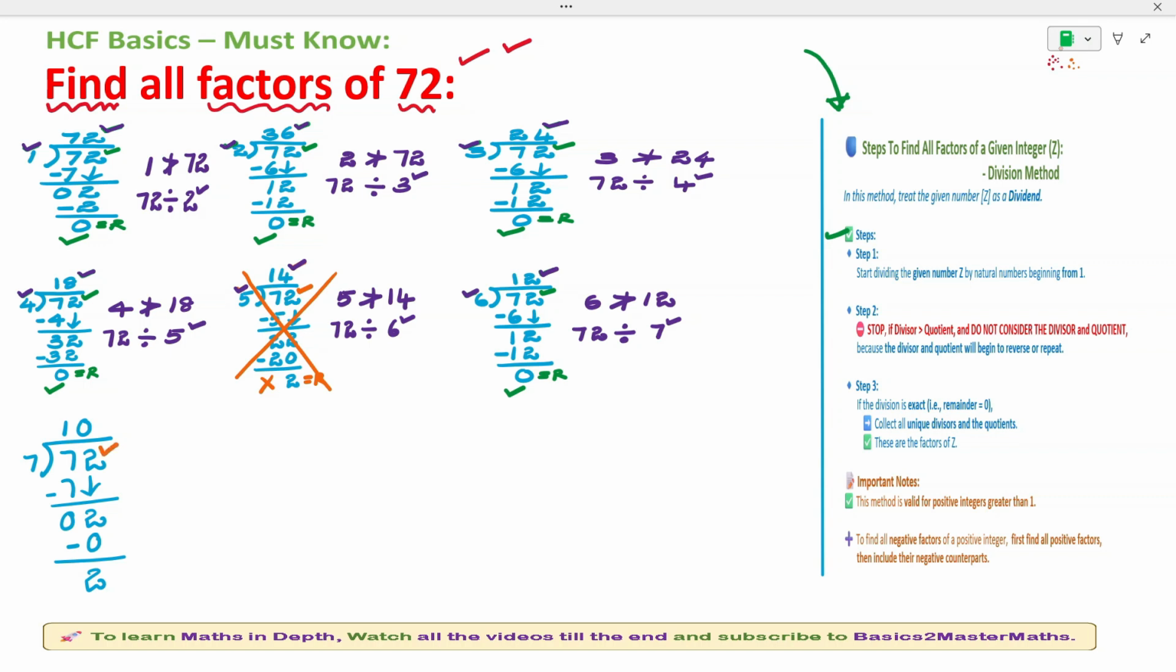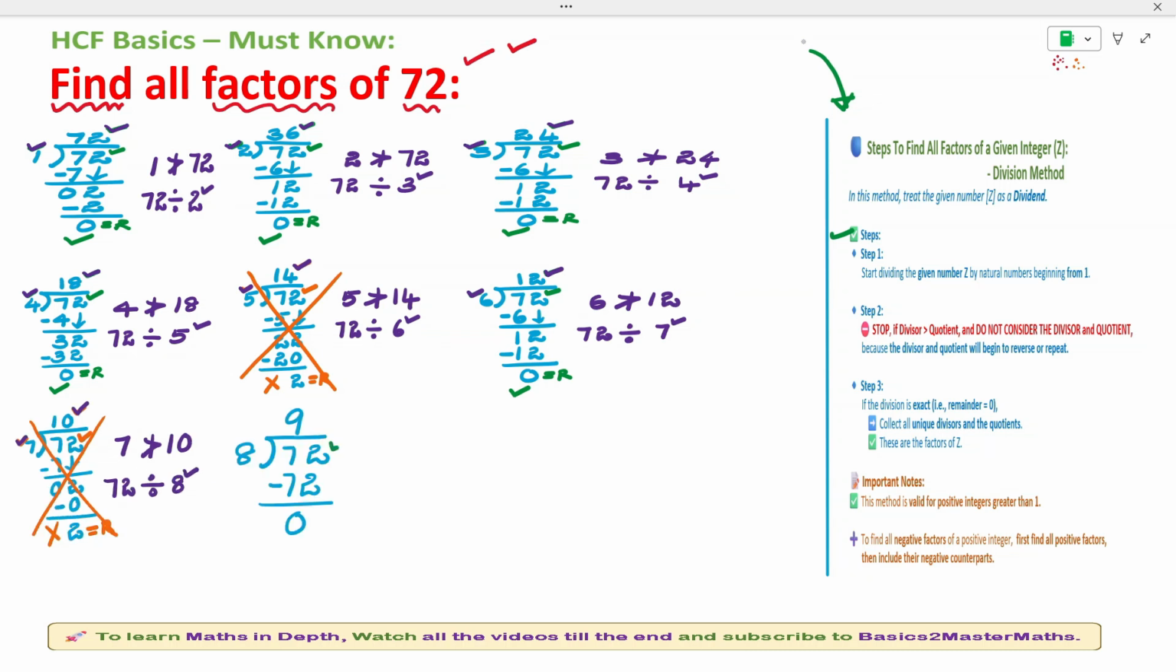When we divide 72 by 7, we get 10 as the quotient and 2 as the remainder. So, this division is not exact. Therefore, please do not consider this step. Got it? In this case, the divisor 7 is not greater than the quotient 10. So, divide 72 by the next natural number 8.